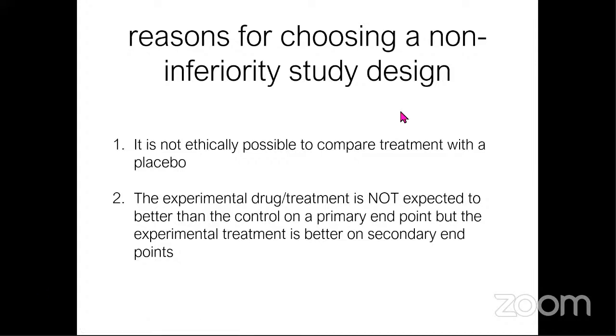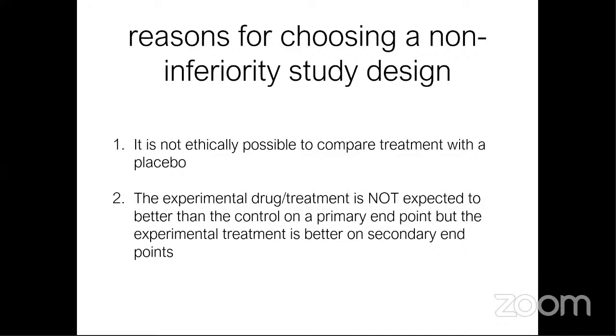Okay. So reasons for choosing a non-inferiority study design. Okay. So this is what I meant by it is not ethically possible to compare treatment with a placebo. So one treatment, then if you have a person with a disease, then you will just be giving placebo. It is not ethically correct. So you'll have to have your metformin always, as for example, in diabetes studies.